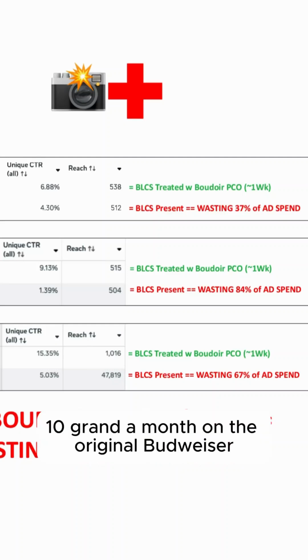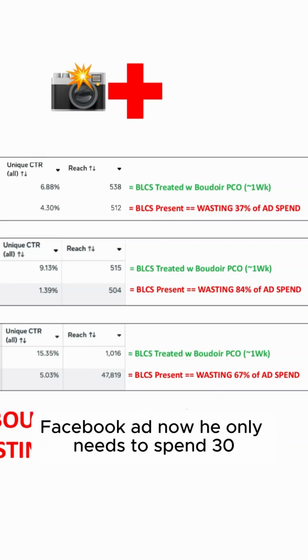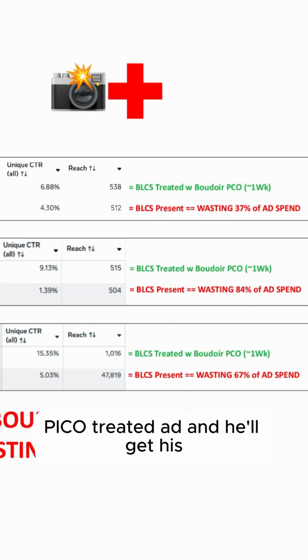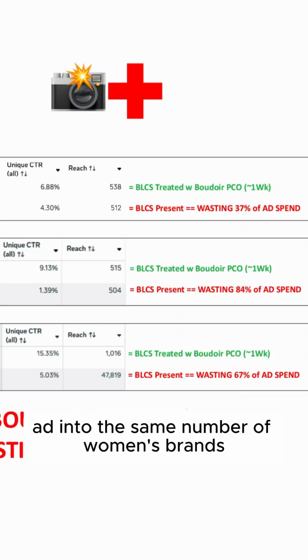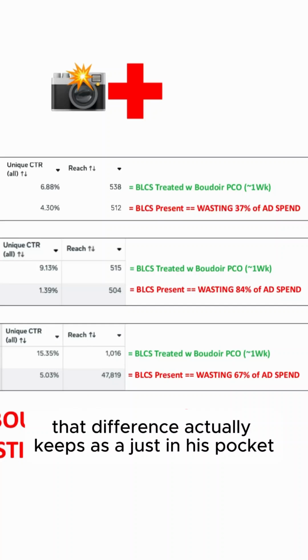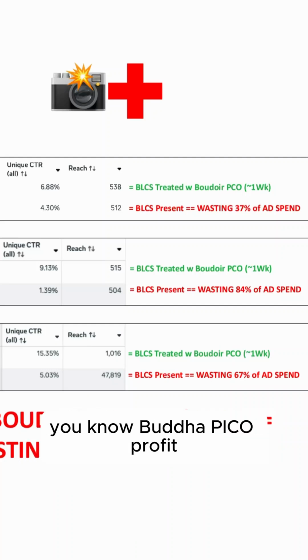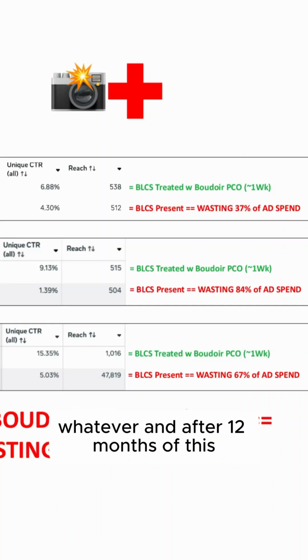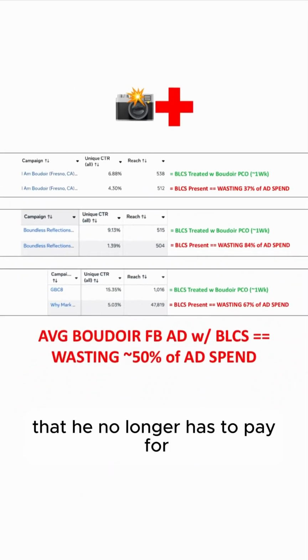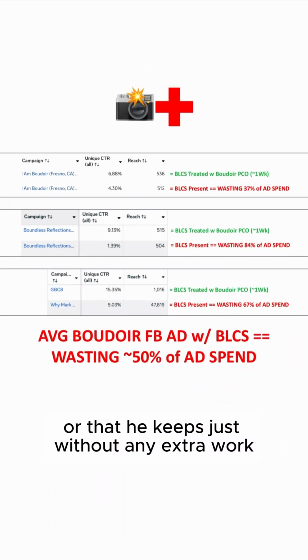So if he was spending 10 grand a month on the original Boudoir Facebook ad, now he only needs to spend $3,300 a month on the new Boudoir Pico treated ad, and he'll get his ad into the same number of women's brains. And that $6,700 a month delta, that difference, he actually keeps in his pocket. Again, another phantom profit, Boudoir Pico profit, whatever. And after 12 months of this, it's like an 80K extra bonus in his pocket that he no longer has to pay for, that he keeps without any extra work.